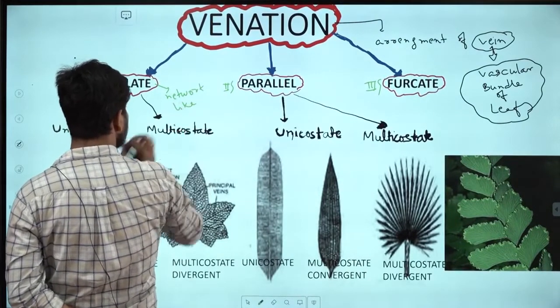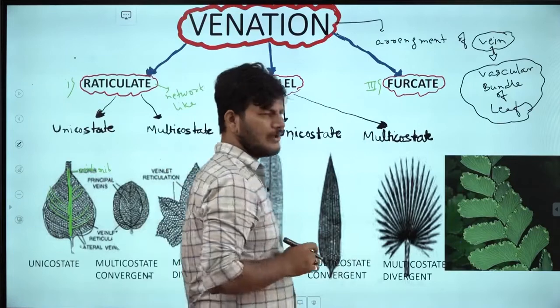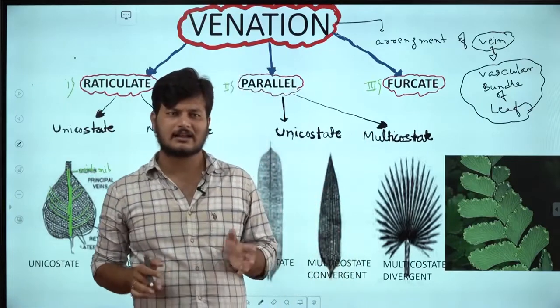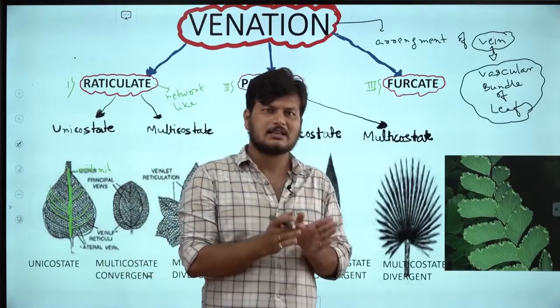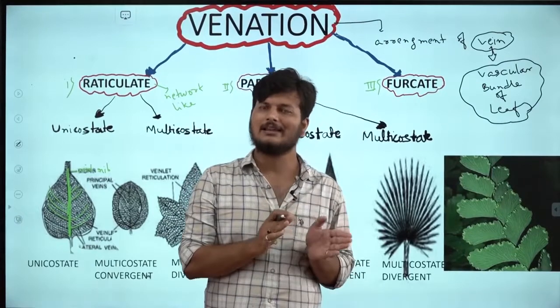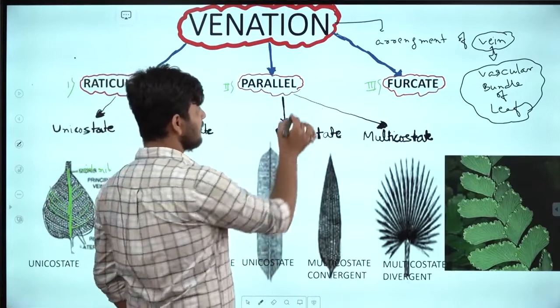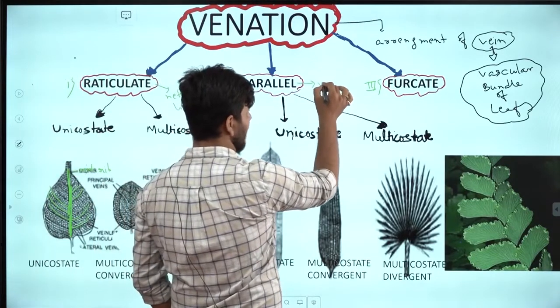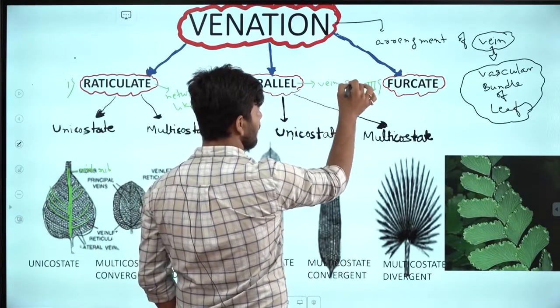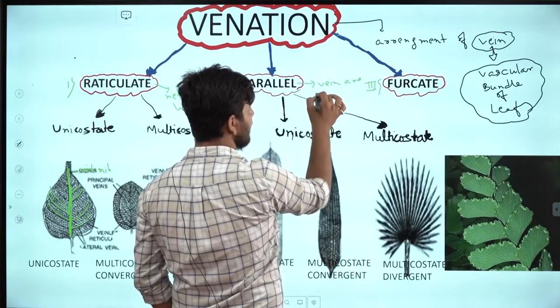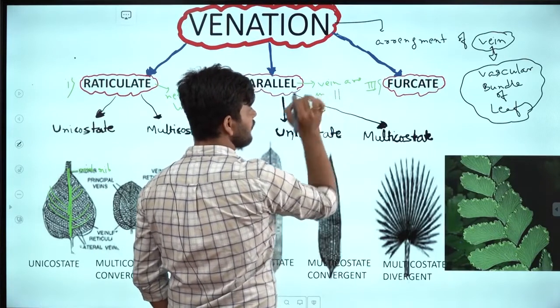While if the veins are arranged in such a manner that they are parallel, with their secondary or tertiary veins parallel to each other, then it is said to be parallel venation. We can say here that the veins are in a parallel position.